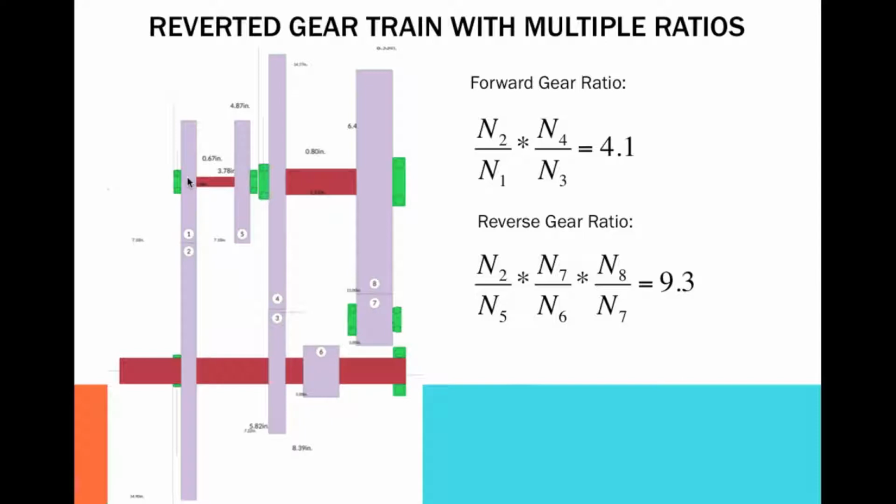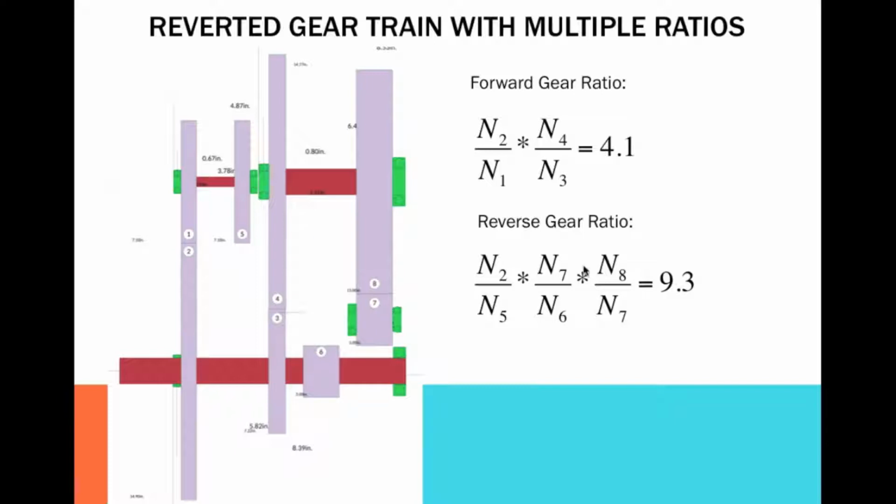So right here, the forward gear ratio is going to be from N2 to N1, N4 to N3, right? So that's going to give a 4.1 with this setup. If you look at the dimensions here, and they're kind of messed up, but if you look at the dimensions and do the math, you'll come to see that this is true.